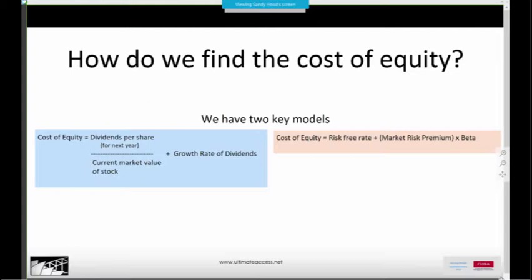And what we do is we take the value of the dividends that we expect to pay next year, and we divide that by the current market value of the stock, and we add on the percentage growth rate of dividends that we expect to be taking place year on year on year. And this gives us the dividend valuation cost of equity. That would typically be expressed as a percentage rate, rather like the 7.1% that we had in our previous slide.